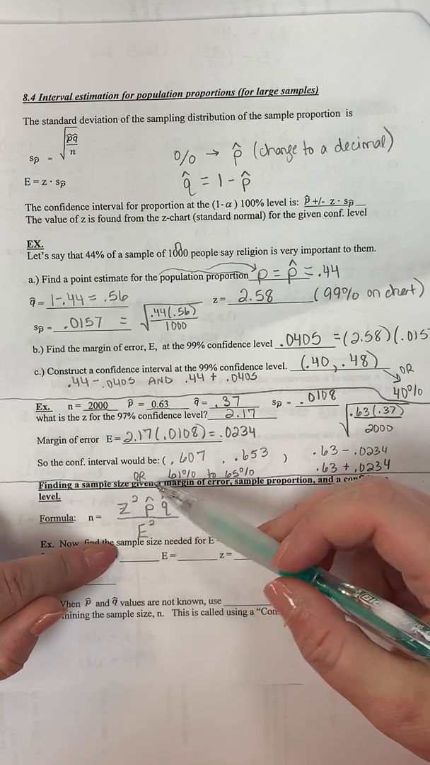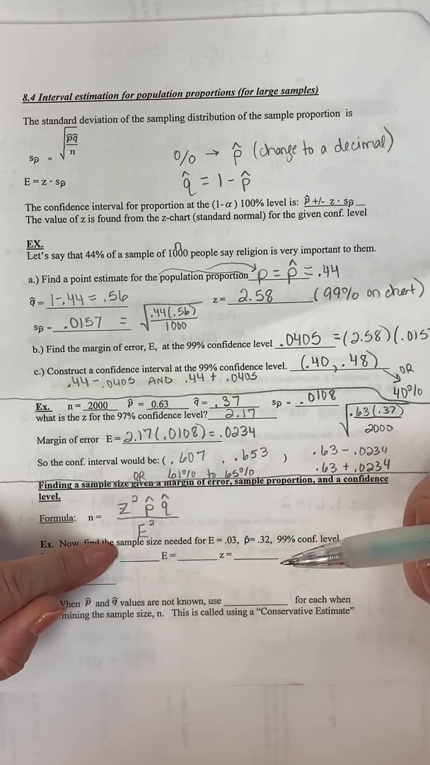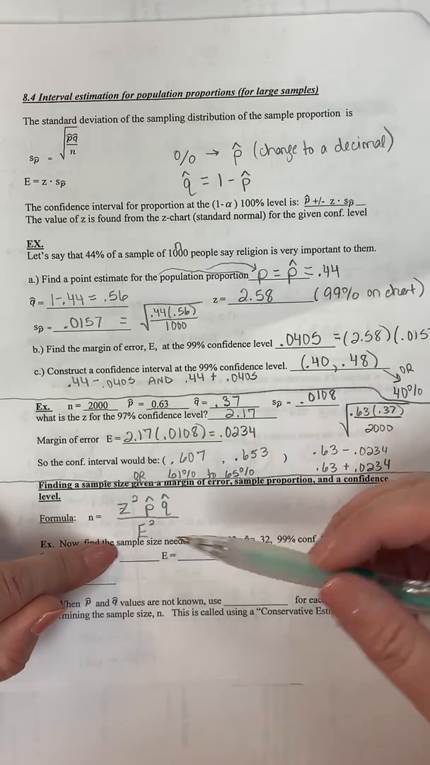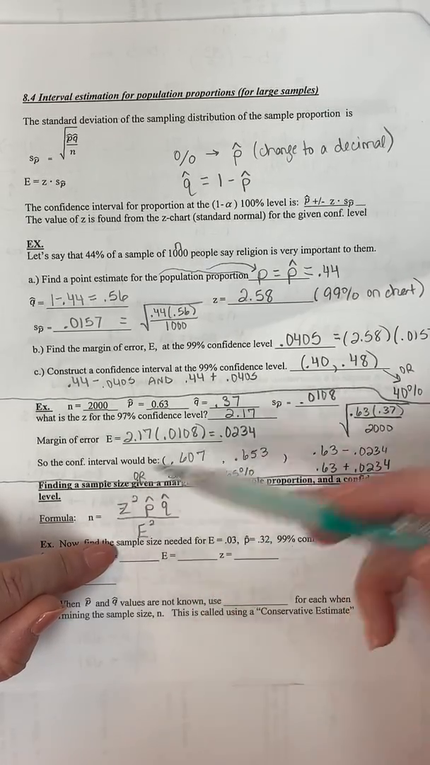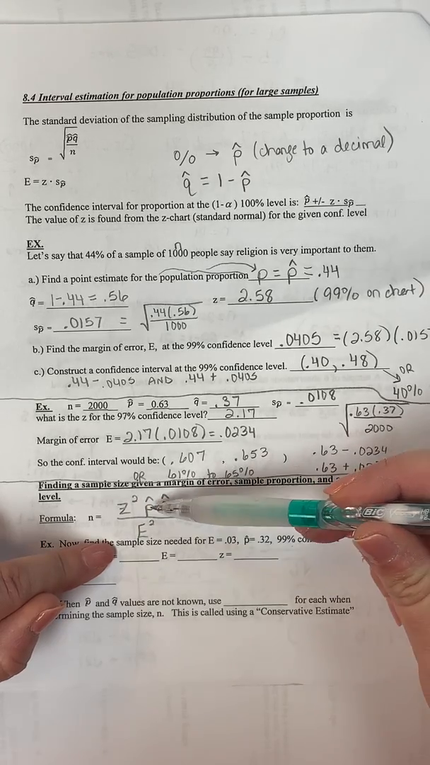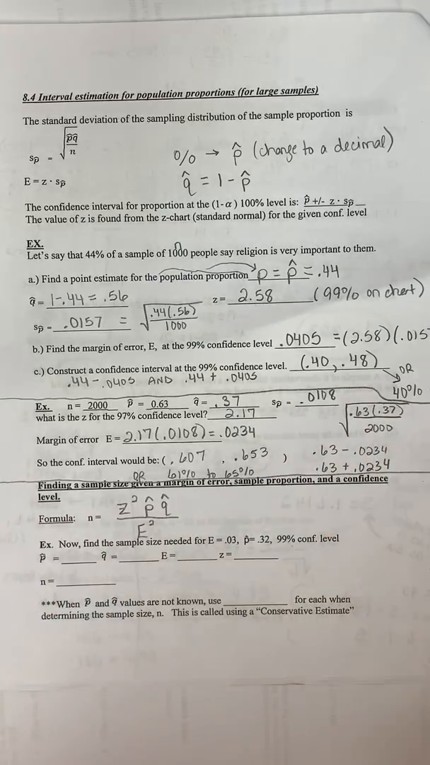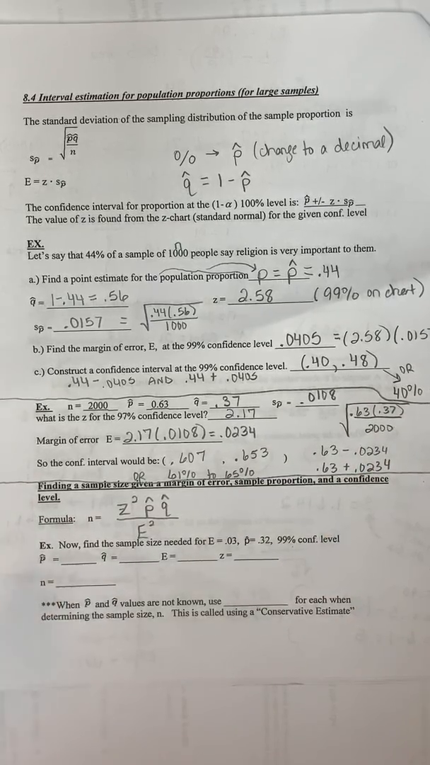Now notice in the other equation for a sample size, every term was squared. In this equation for a sample size, z is squared and e is squared. P hat and q hat are not squared. So just take note of those little changes there. Okay, here we go. Let's do an example of this so we can see how it works.